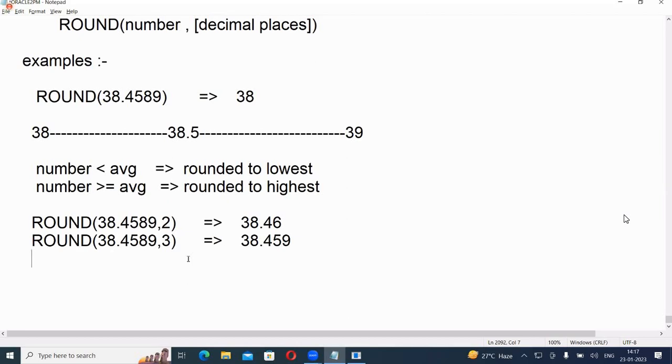Then if I say comma 1, round off 38.4589 comma 1, then 38 point what? 4. Actually 38.4. But what is the next digit? 5 or above 5. This 4 is rounded to 5. Understood? That's all.